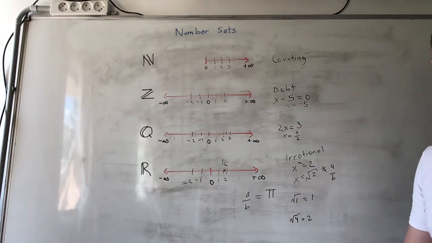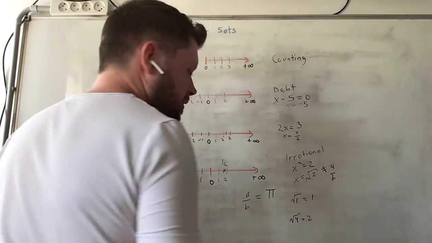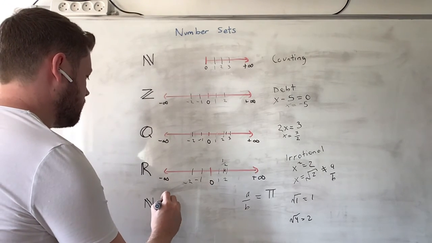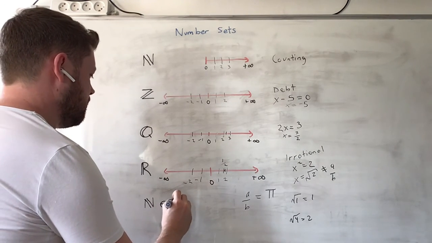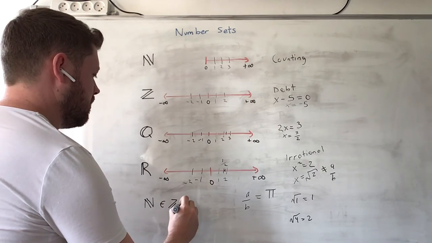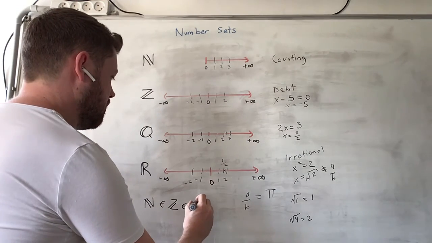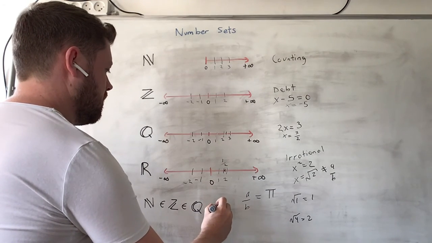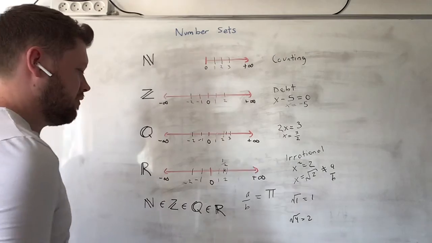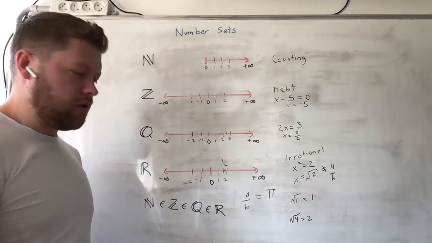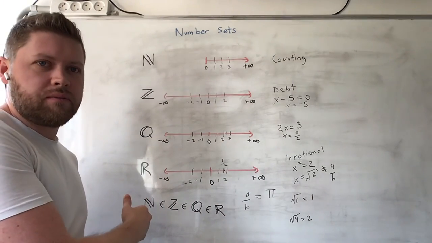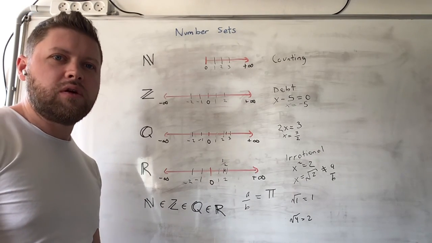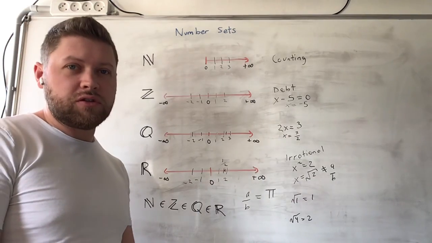But the point is, and this is the summary of this whole video, the point is that the natural numbers are an element of the integers, which are all an element of the rational numbers, which in turn are an element of the real numbers. So there's a nested hierarchy here. And when we come on to the complex numbers in the next video, we will see the last addition to this.